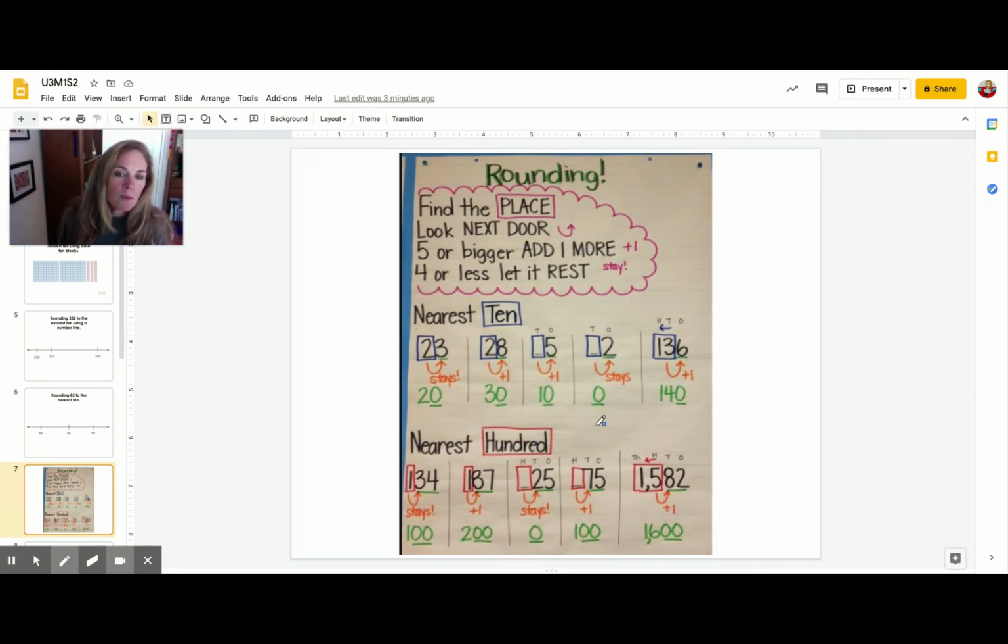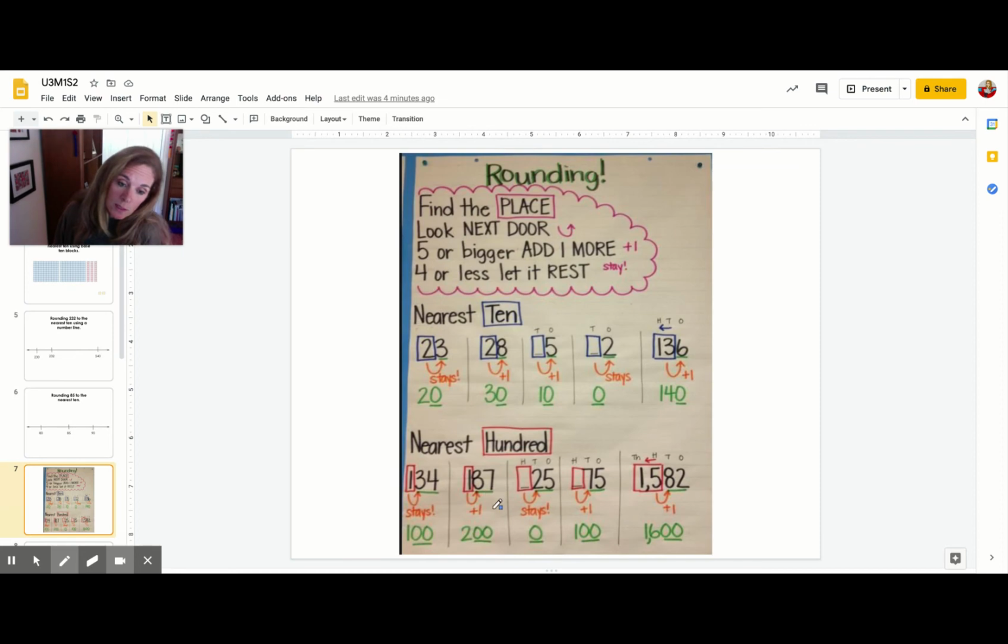When you're looking at rounding to the nearest 100, you're going to think about whether or not the hundreds place stays the same or you add 1, and the number you need to look at to figure that out is the number in the tens place this time. So in this case, 134, you're looking at the tens place, and 3 is 4 or less. So this number, 134, rounded to the nearest 100 is 100.